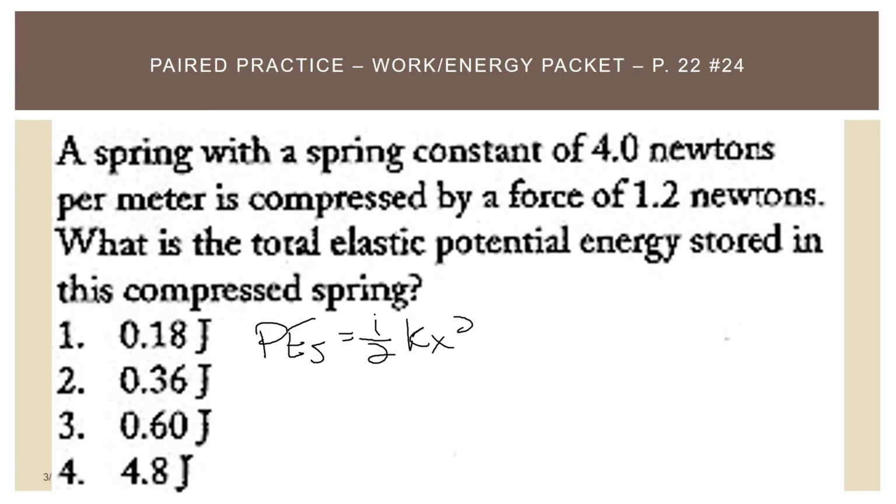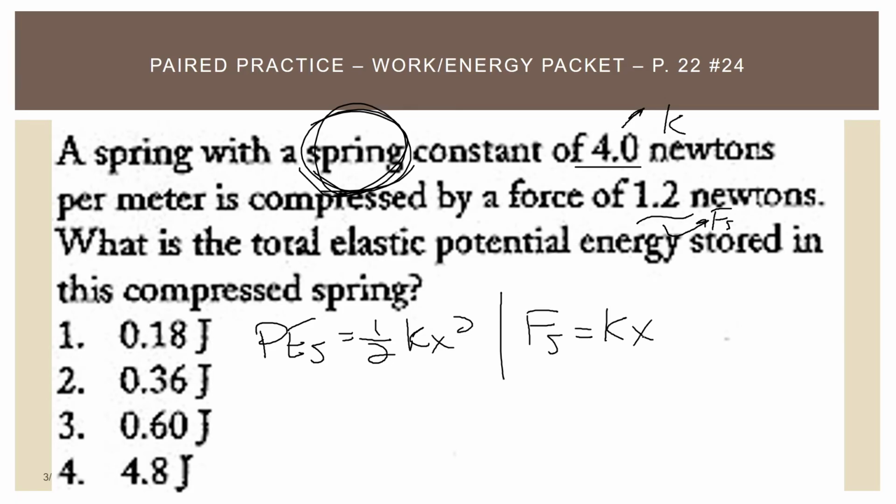So what's the problem? It says the spring constant is 4. Okay, so that's K. And it says here the force is 1.2. And we need X. And we don't have it. And so that's our problem, right? I think it's very important for you to remember, if they ever say in the problem it's a spring, there are 2 equations that we've learned in this class that talk about springs. Sometimes you have to use them together. Notice here our big issue with this problem is the thing they're asking us for, PES, requires K and X, but you have K and F.